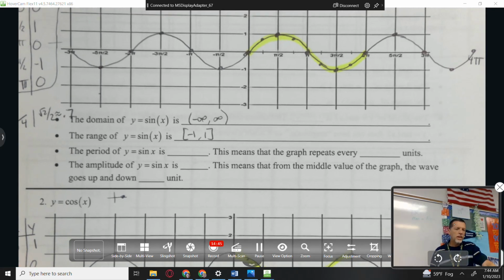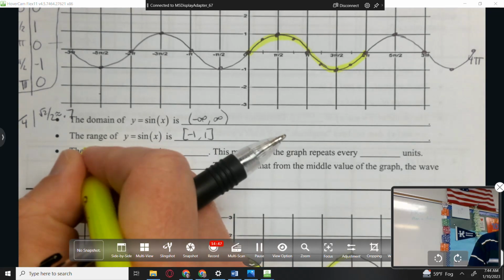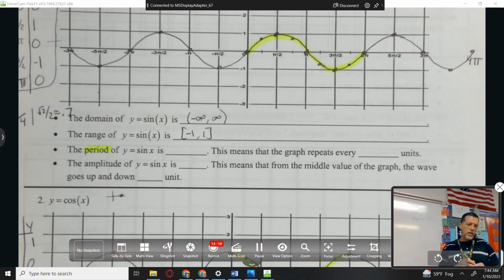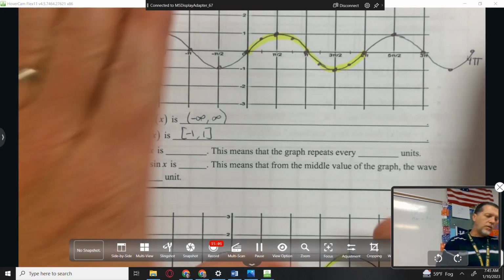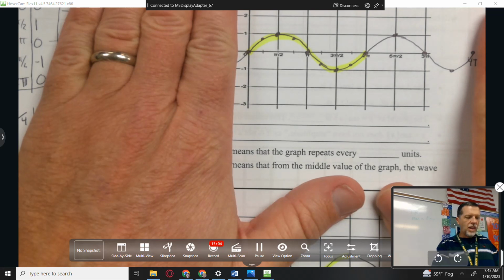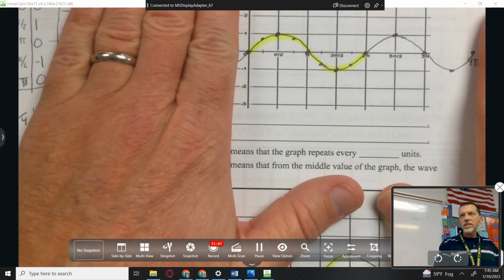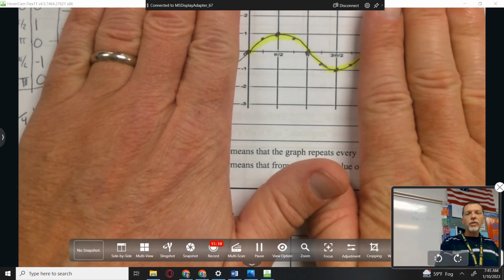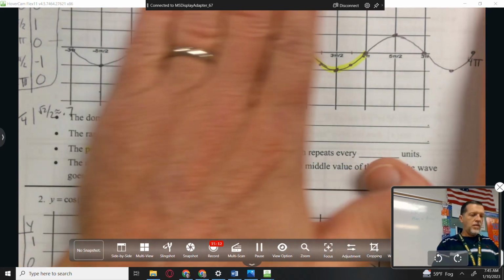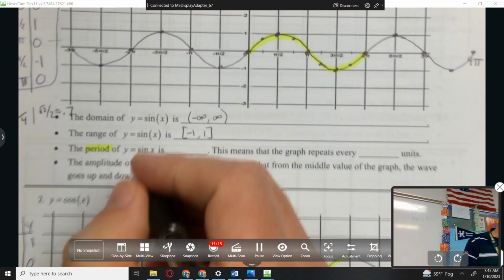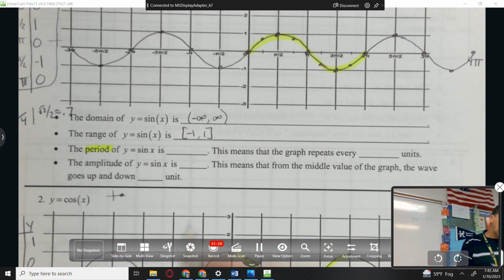The period, might be a new word, is how often it repeats. So what window do you need to look at to see the whole thing? I kind of highlighted it. Well, if you look 0 to 4 pi, you see 2 cycles. If I look 0 to 2 pi, I see 1 cycle. If I look 2 pi to 4 pi, I see 1 cycle. So the period is just the width of the window you need to see 1 cycle. So that's 2 pi. The graph repeats every 2 pi units.